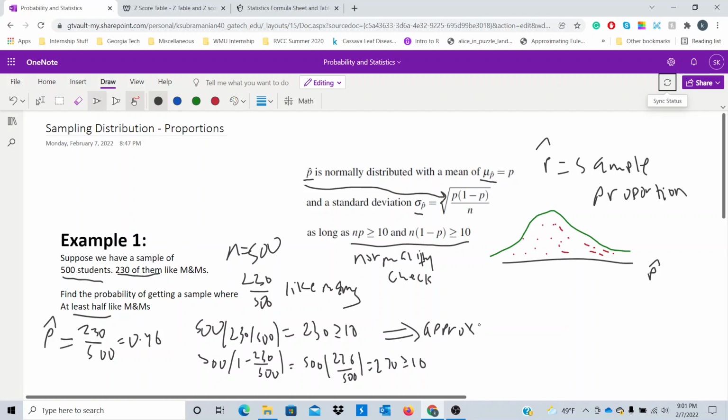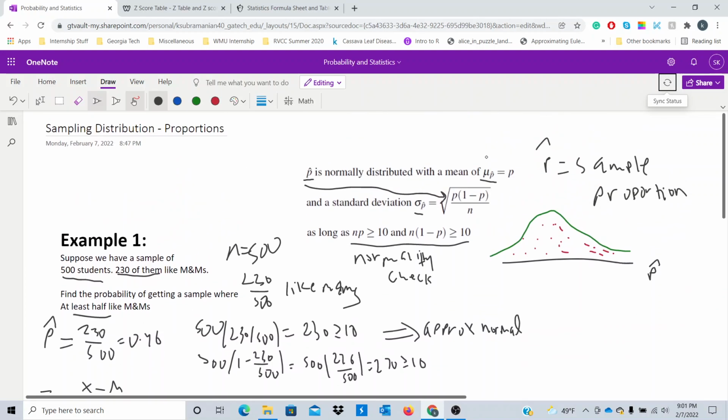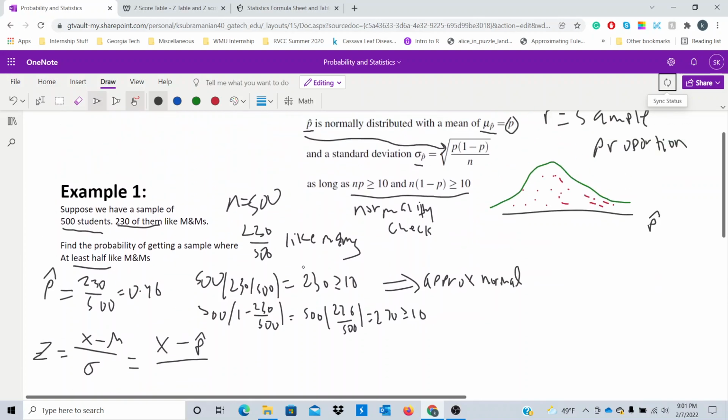Now, since we're having an approximately normal case, we will use which statistic? Well, we're going to use the z statistic, right? Because the z statistic represents the normal distribution. So we're going to have to calculate our z-score. Now, to calculate the z-score, we simply take our number, we call it x, minus the mean over the standard deviation. In the case of a sampling distribution of proportions, we know our mean. It's simply the sample proportion right here. So it'll become x minus p hat over standard deviation.